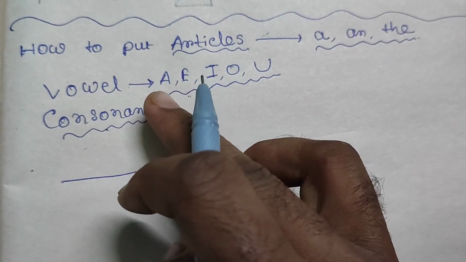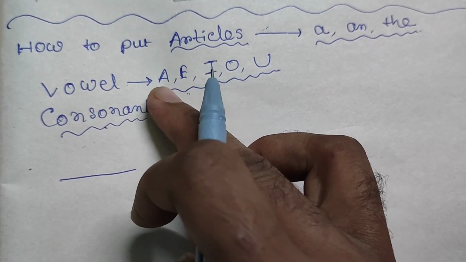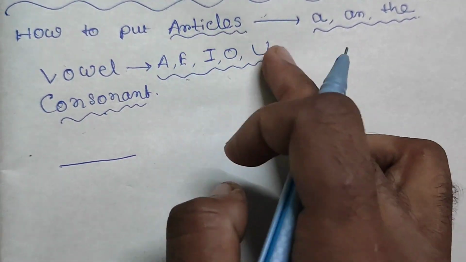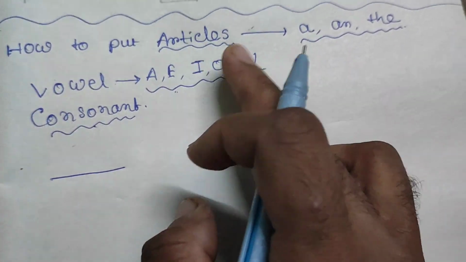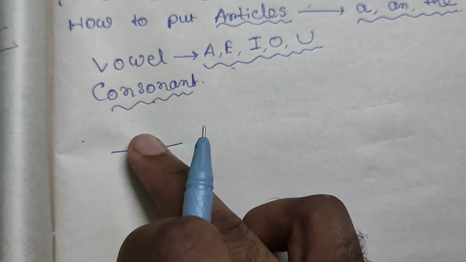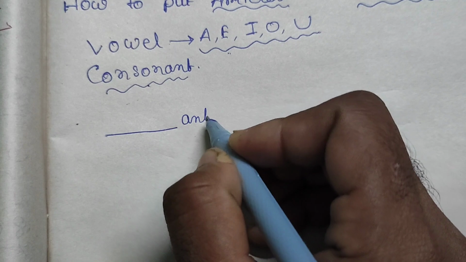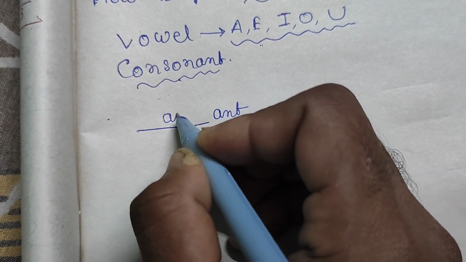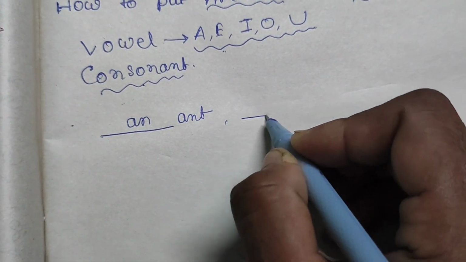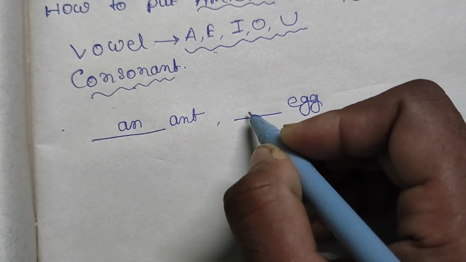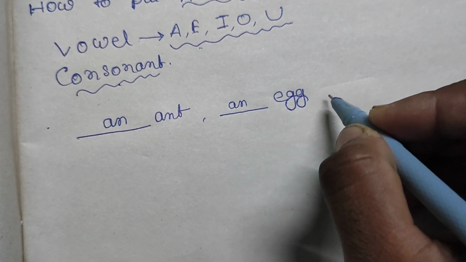If a word starts with a vowel, A, E, I, O or U, any of it, then you will put an before it. Suppose you have ant, then you will put an ant. If you have egg, you will put an egg.